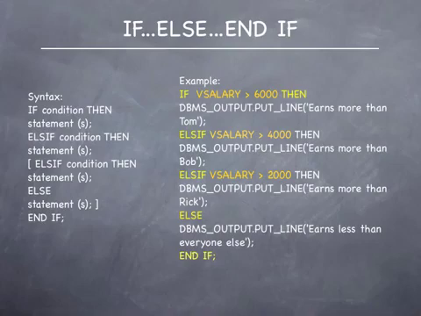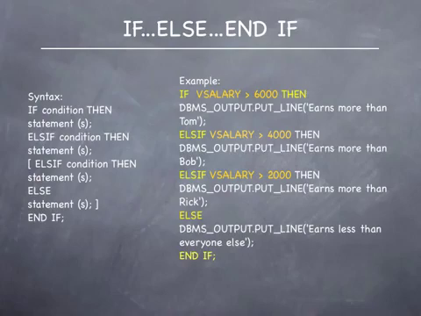If it is false, another check will be done to see if vSalary is greater than 4,000. If it is true, the string to be displayed is "earns more than Bob". After executing the action, the program will continue with the statement following the entire if construct. If it is false, another check will be done to see if vSalary is greater than 2,000. If that is true, the string to be displayed is "earns more than Rick". After executing the action, the program will continue with the statement following the entire if.